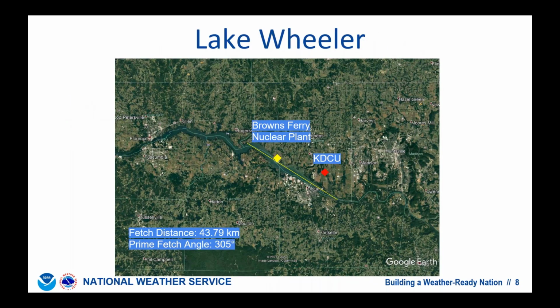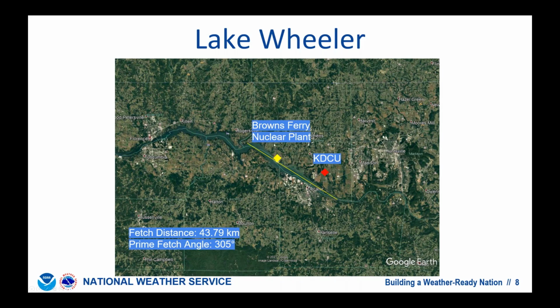So here's just an image of Lake Wheeler. I think it's the second largest lake in Alabama, second behind Lake Guntersville. This yellow line really doesn't represent the entire lake. The lake extends a little bit further to the east and west, up here to Lake Wilson, and then to the east you have Lake Guntersville, but that is a more shallow and narrow river. But you have a really broad fetch here, about 44 kilometers, as you can see, and the prime fetch angle is about 305 degrees.